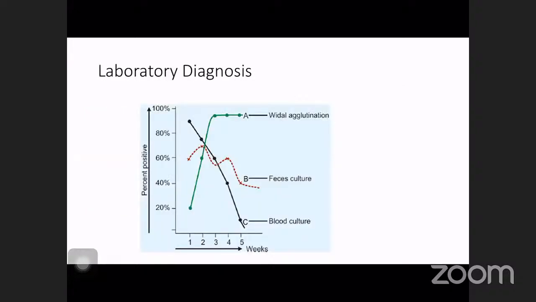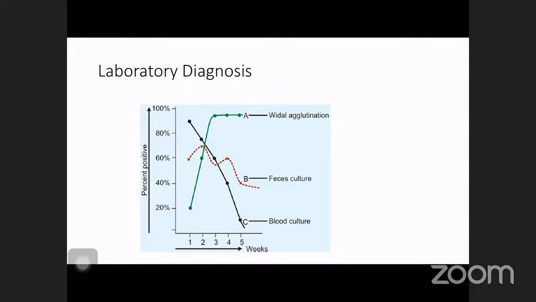With this, we'll move on to the laboratory diagnosis. Whenever you are suspecting a patient with typhoid, what samples can you collect? You can collect blood for culture, or stool for culture, or collect a blood sample and do serology like Widal agglutination, or collect a bone marrow aspirate.